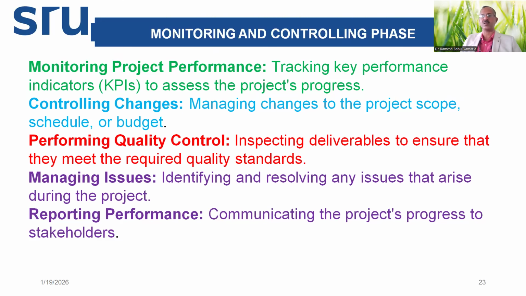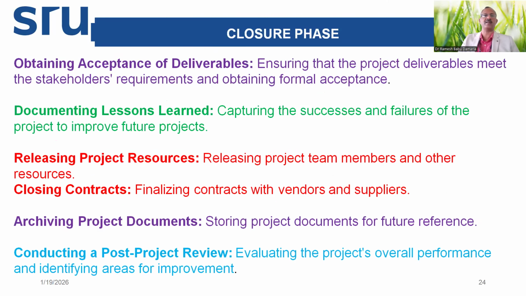Inspection is required in this phase on the deliverables to ensure that they meet the required quality standards. Maybe samples are tested in the laboratory, or the QC team checks for bugs in the case of software programs. If it's a mechanical or electrical item, we need to check for the required desired properties in that material, etc. Managing the issues: identify and resolve any issues that arise during this phase of the project. Then reporting the performance, so communicate the project progress to the stakeholders as planned.